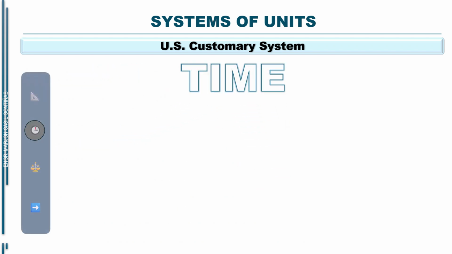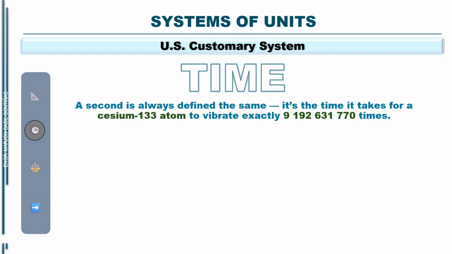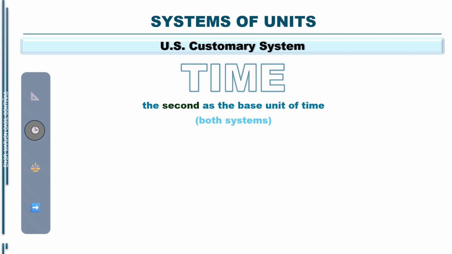Finally, time. Now you might wonder, why is time the same in both SI and US systems? Simple, because time is a universal constant. Wherever you are in the world, a second is always defined the same. It's the time it takes for a cesium-133 atom to vibrate exactly 9,192,631,770 times. That's why both systems, metric or customary, use the second as the base unit of time. So whether you're solving problems in meters and newtons, or feet and pounds, time stays the same, because physics doesn't change across borders.